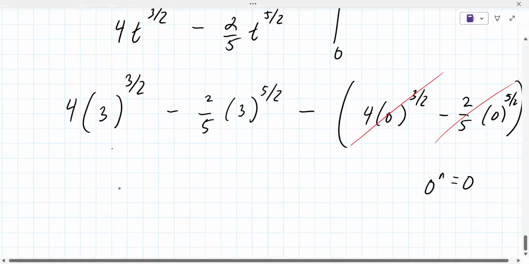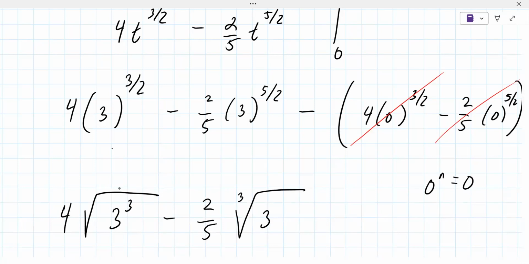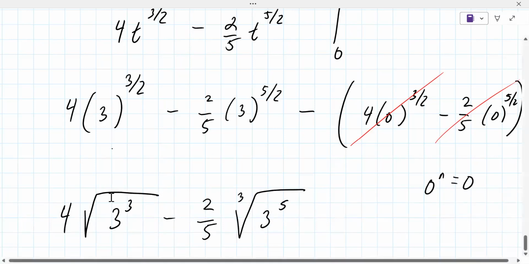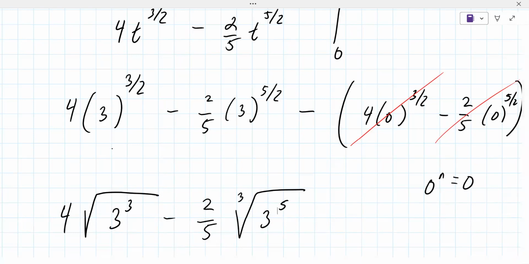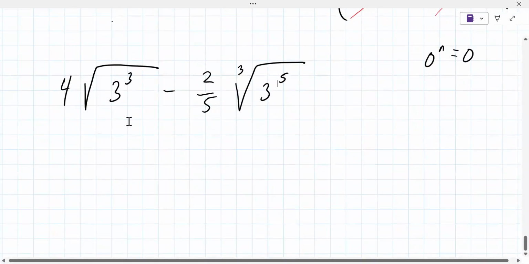Okay. So now it's 4 times the square root of 3 cubed minus 2/5 the square root of 3 to the 5th. Now, this is not the final answer, and it's just manipulation of exponents, but you probably haven't done that in a while. So we'll just quickly review here how to do this.